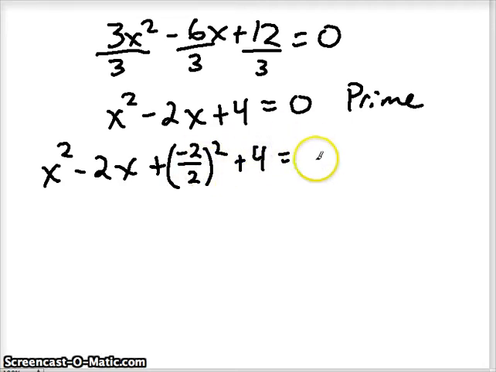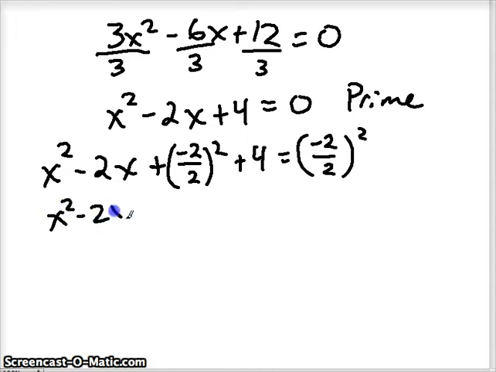Okay, we got to do the same thing to the other side of the equation as well. That's often something that people forget to do. If you do something to one side of an equation, you got to do it to the other side of the equation. We got to keep our equations balanced. Both sides have to stay balanced.